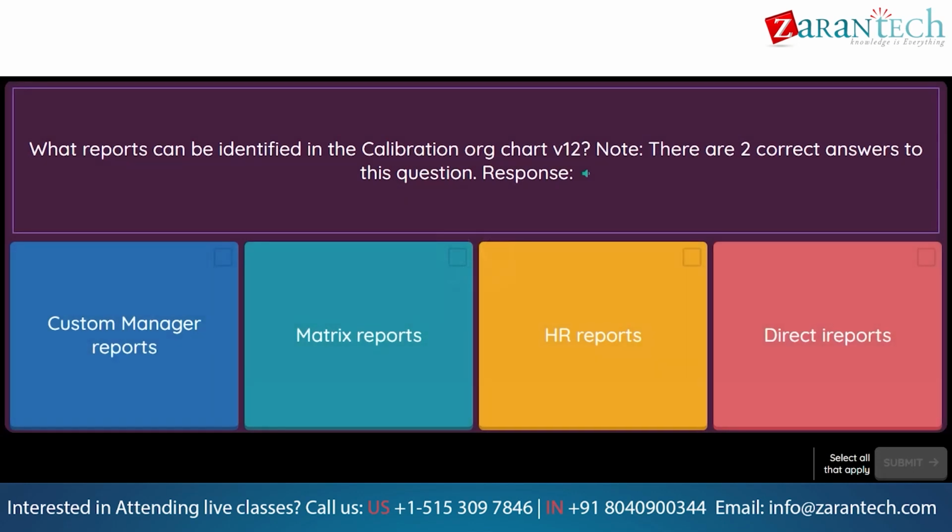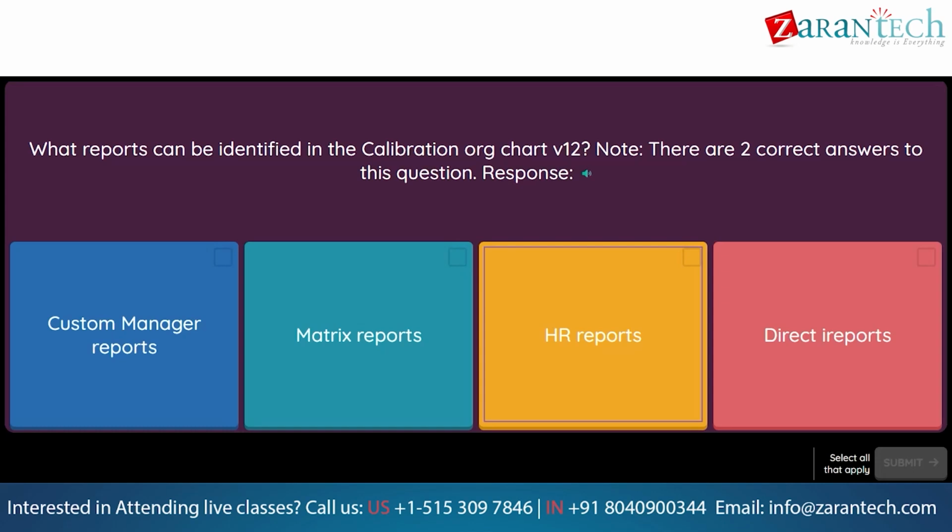Question: what reports can be identified in the calibration org chart V12? Note, there are two correct answers to this question. Response: Option 1, custom manager reports. Option 2, matrix reports. Option 3, HR reports. Option 4, direct reports.